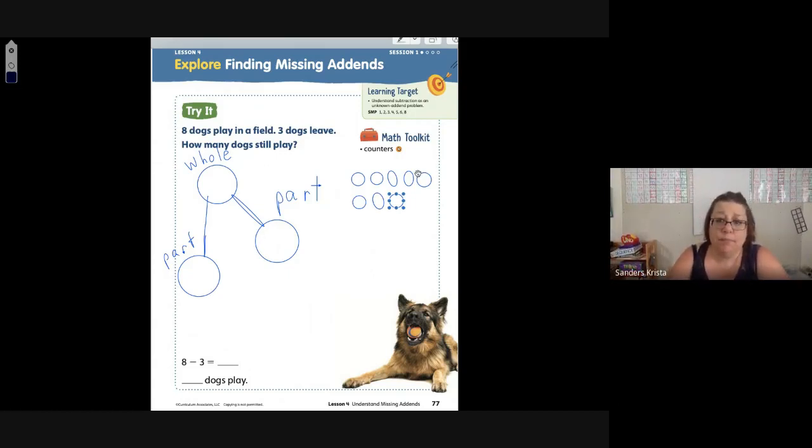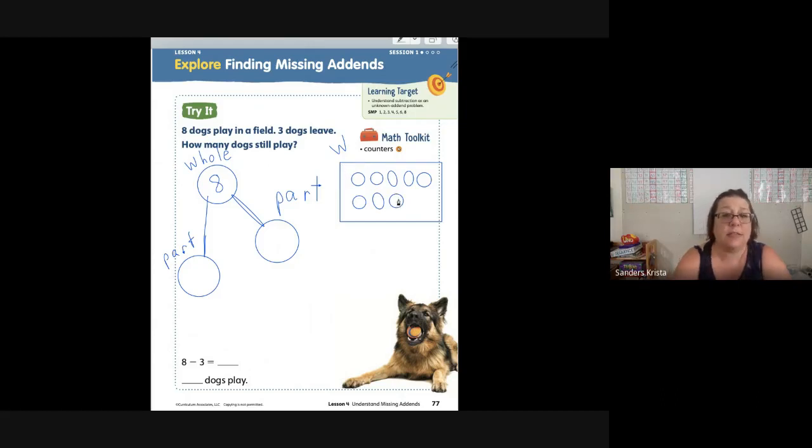Okay, that's my whole. That's the total amount that we have. Okay, and because that is my whole, I'm putting a line all the way around my whole. I know that my whole is 8. 8 dogs playing in the field. So I'm going to put 8 up here in my whole. Then it says 3 dogs leave. How many dogs still play?